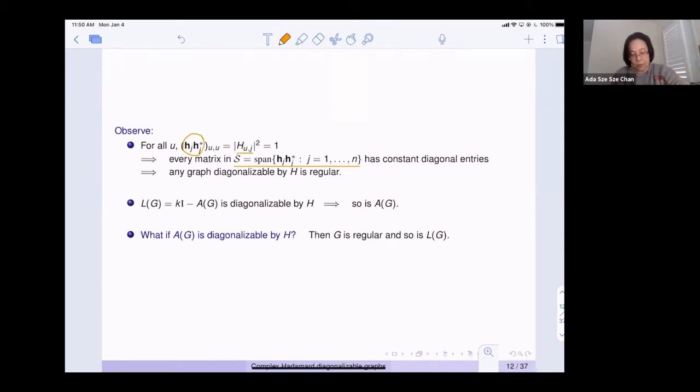So basically, if I have a graph that is diagonalizable by H, then the Laplacian L of this graph is in this set S. That means that the Laplacian matrix has constant diagonal entries. So a quick consequence is that any graph that is diagonalizable by H is a regular graph. Since we have a regular graph, let's say the valency is k, then I can write the adjacency matrix as k times I minus L. So this is telling me that if the Laplacian matrix of a graph is diagonalizable by H, then so is its adjacency matrix.